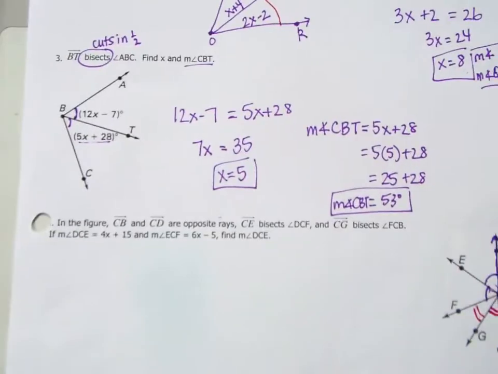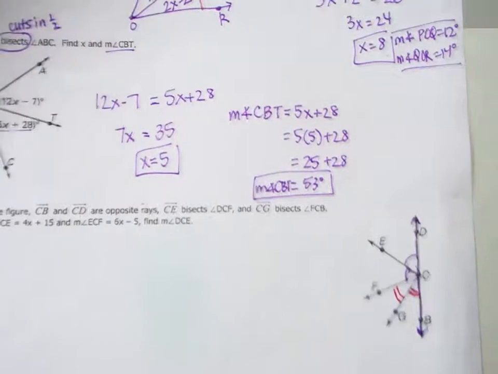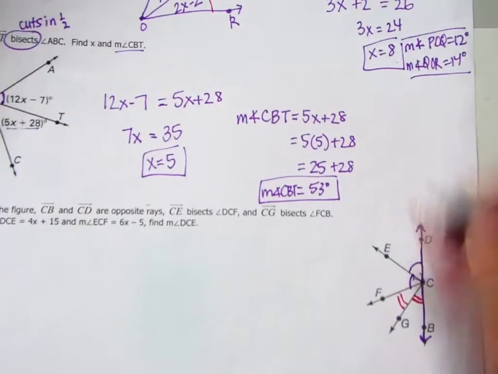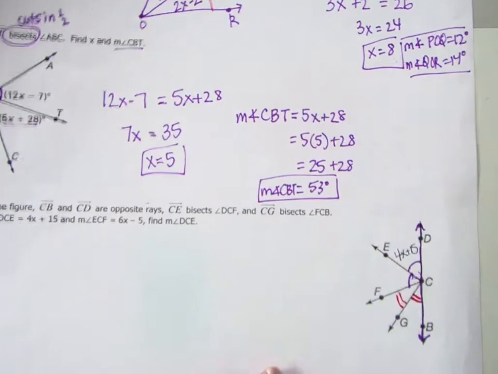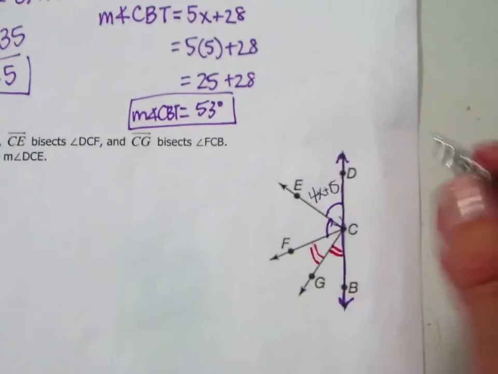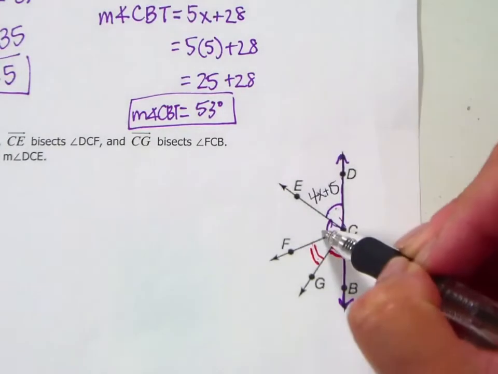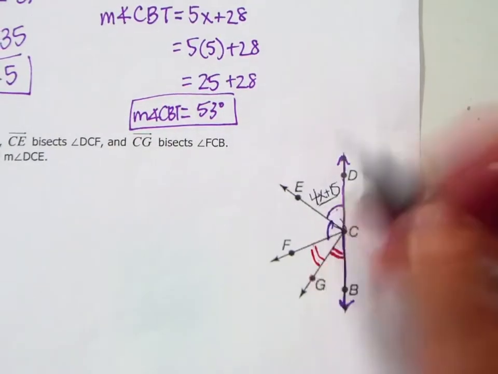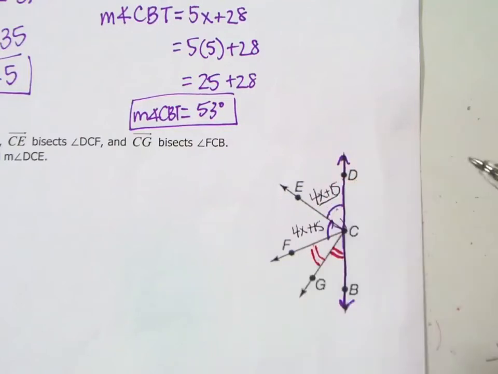Okay, so let's fill in our information. We're told that the measure of angle DCE is 4x plus 15. Well, here's what we know. Let me zoom in. If I know that this angle and this angle are congruent, and I know that measure, that means that this one also has to be 4x plus 15.